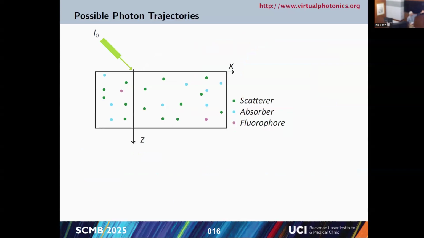So let's just think about a collimated source that we use to irradiate a tissue that is comprised of scatterers, absorbers, and even fluorophores. You can imagine that there are a few things that can happen to a photon. One is that if there's a refractive index mismatch, some light won't even enter your tissue, right? You'll get a specular reflection.